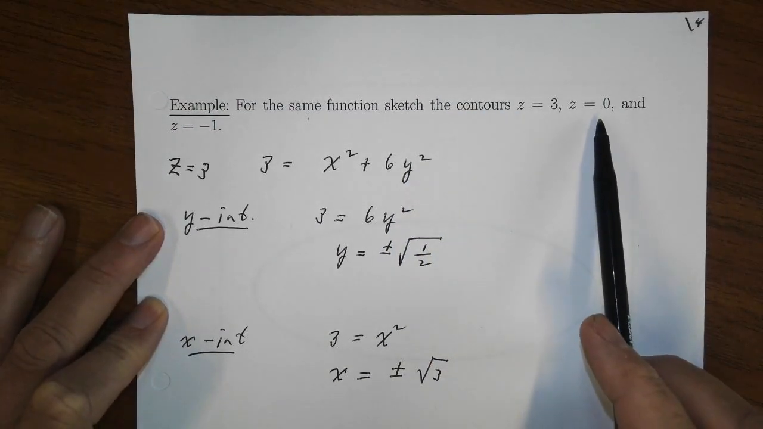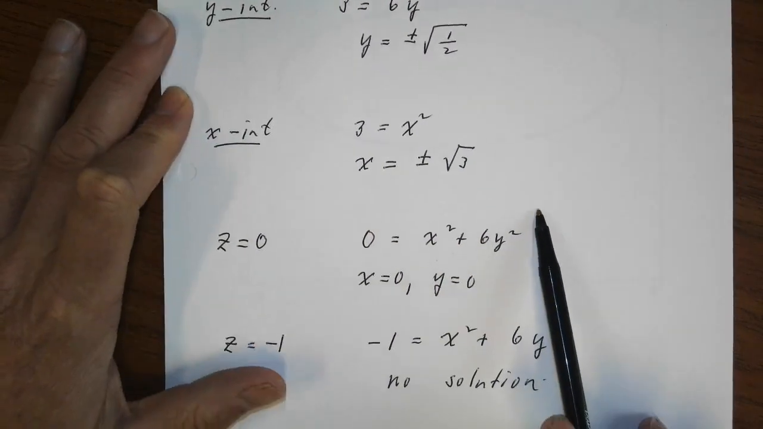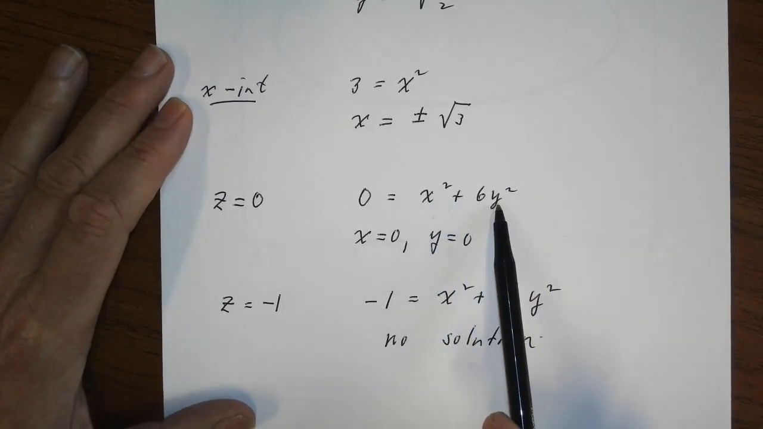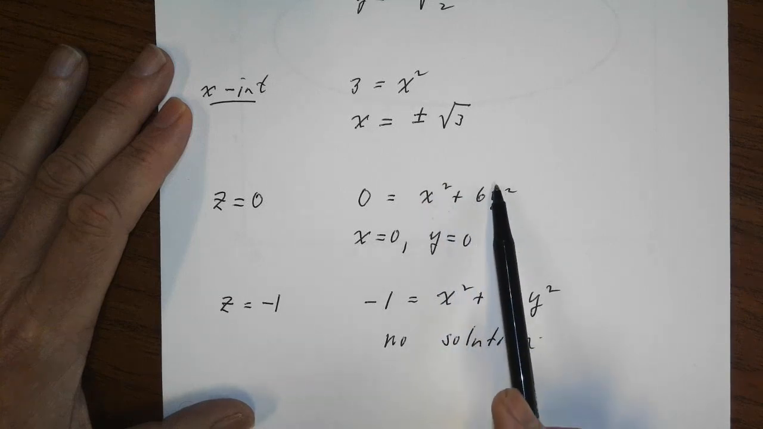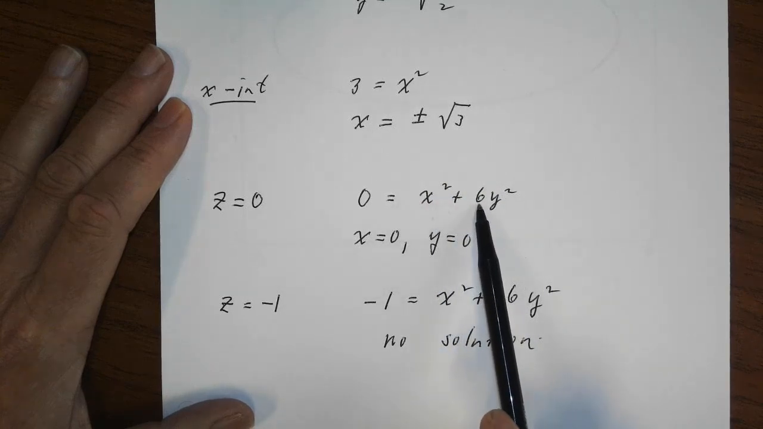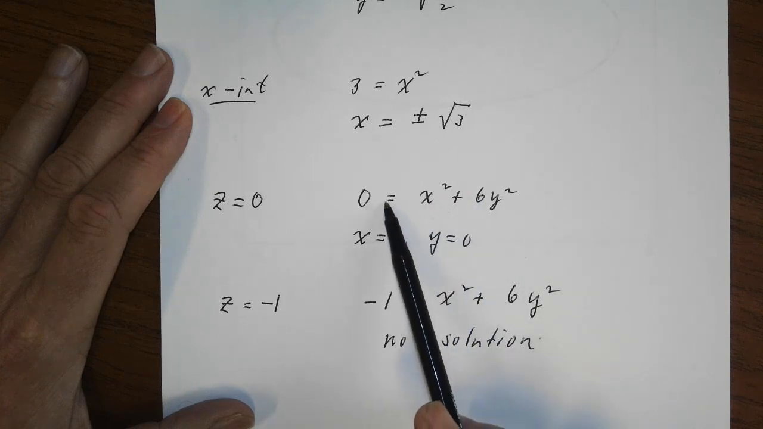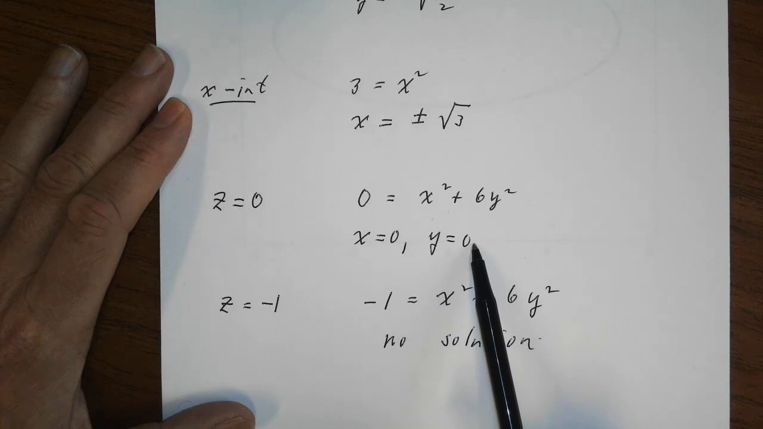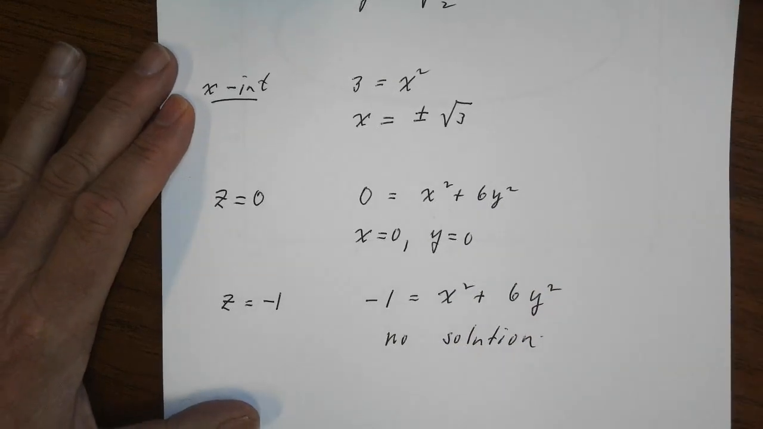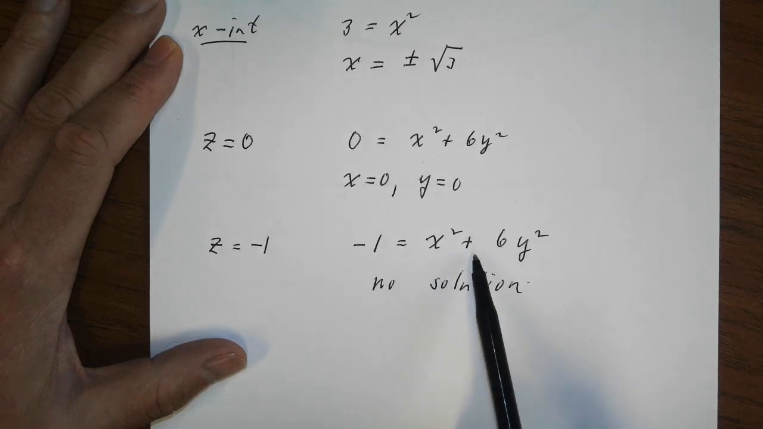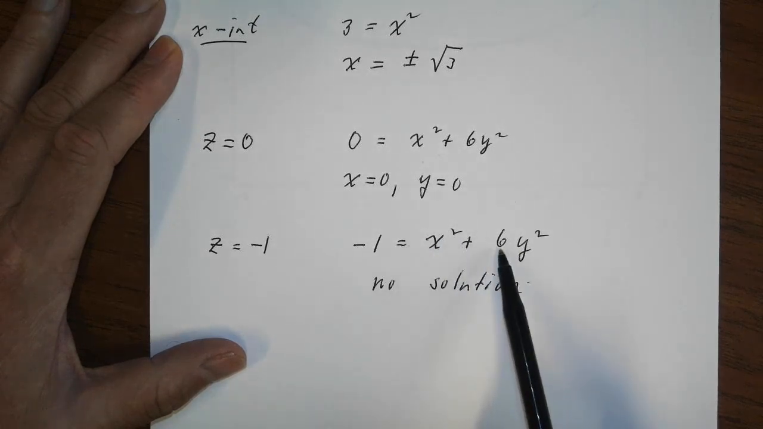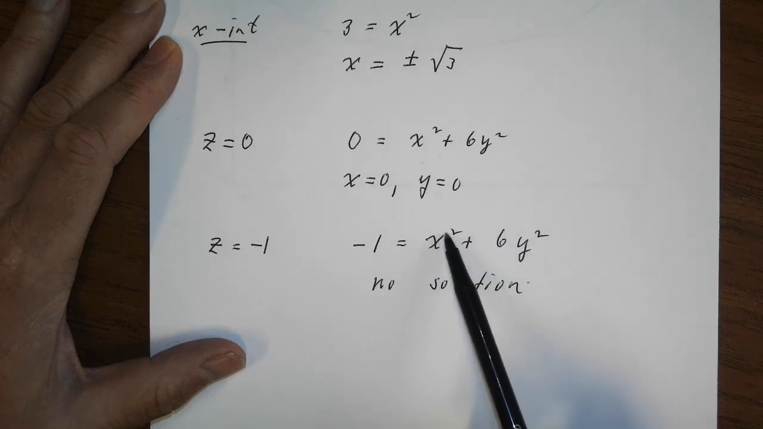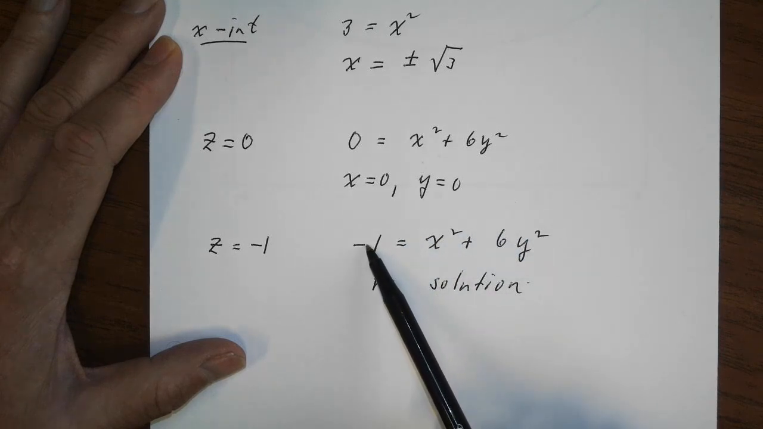What about the contours z = 0 and z = -1? Suppose we set z to 0. We get 0 = x² + 6y². Because both of these terms involve squares, the only way that this sum could equal 0 is if x and y were both simultaneously 0. If z is equal to -1, -1 = x² + 6y², there are no values of x and y that will yield a solution to this because the right-hand side is greater than or equal to 0, but the left-hand side is negative.